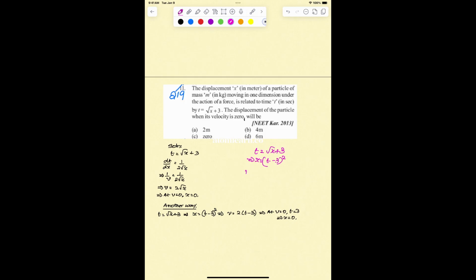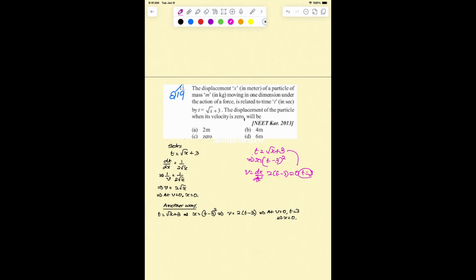Therefore, then what happens? We'll have to do velocity equal to 0, which means dx by dt. You just do it: 2 into (t minus 3). 2 into (t minus 3) is dx by dt, that is velocity. When velocity is 0, t equals 3. Therefore, t equal to 3 gives x equal to 0. The answer is 0. Okay, that is one method.